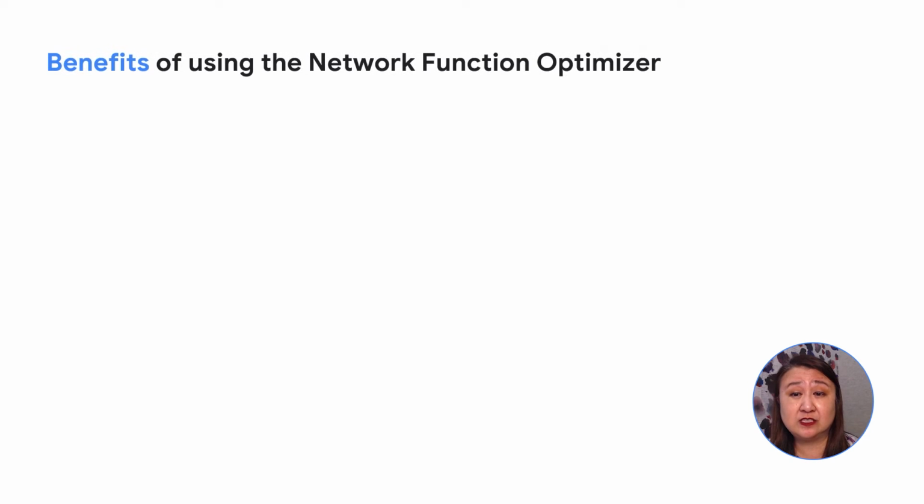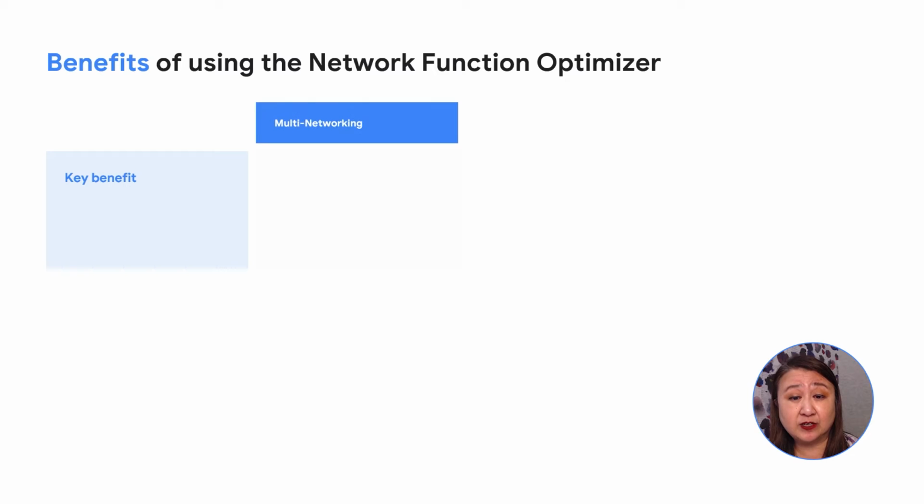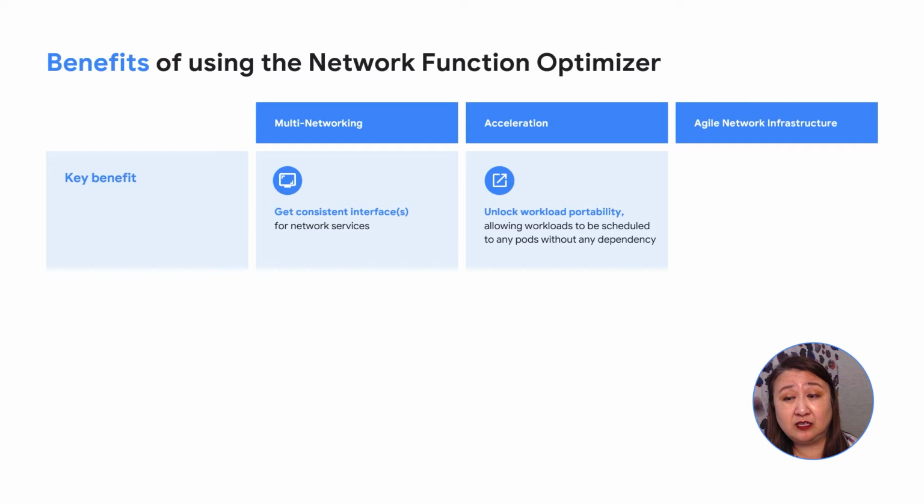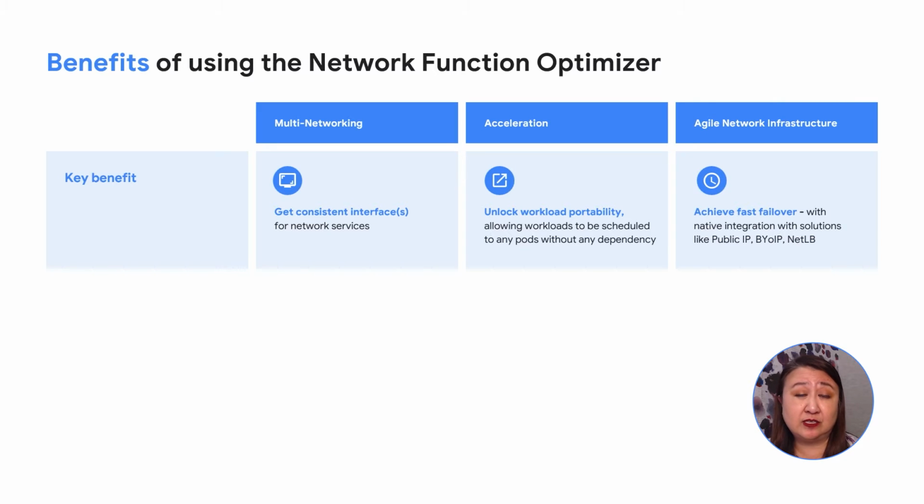The benefits of using Network Function Optimizer are threefold. You get the multi-networking, getting the consistent interfaces for the network services. Secondly, you get the acceleration, so you can unlock the workload portability, allowing workloads to be scheduled to any pods without any dependency. Thirdly, you get agile network infrastructure, so you can achieve fast failover with the native integrations with public IP, bring your own IP, and network load balancers.